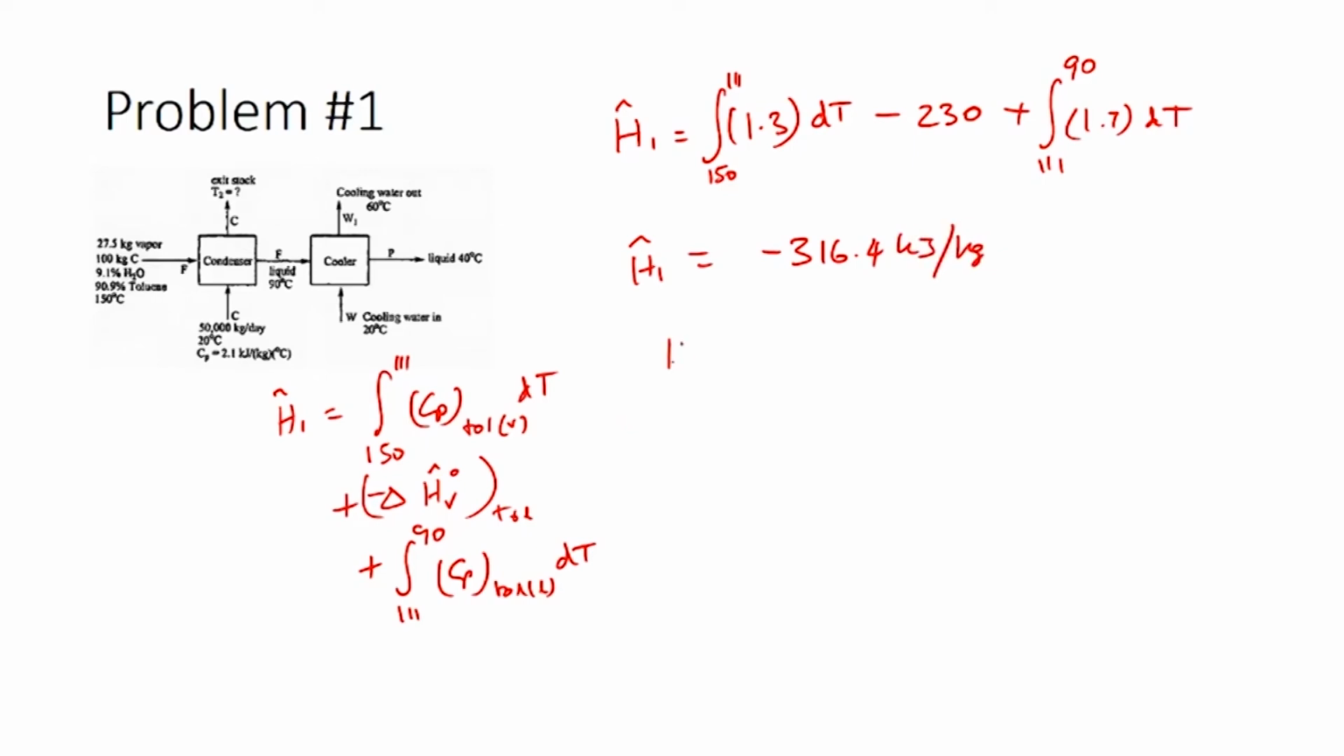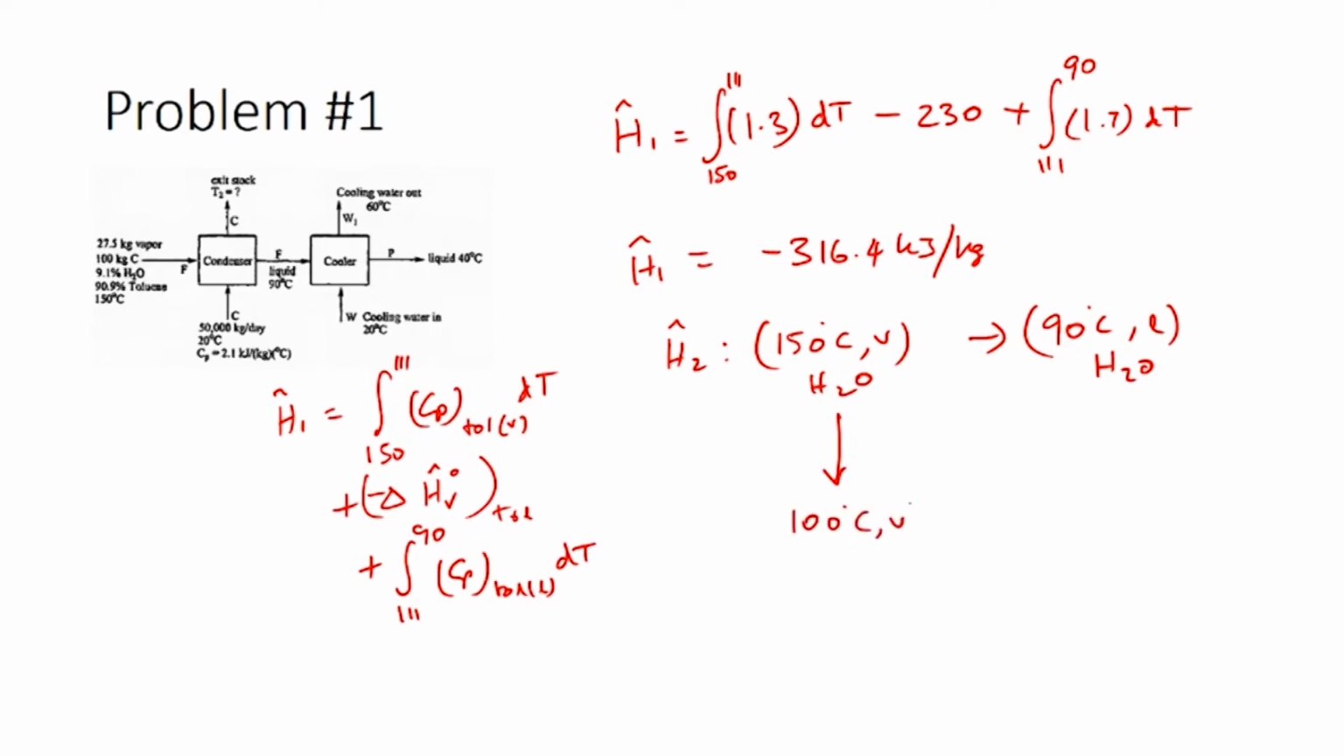Now, we need to identify H2 cap. H2 cap is again the change in enthalpy for water from the reference state which is 150 degrees Celsius and vapor. From there water goes to the outlet condition which is 90 degrees Celsius liquid water. So, from here to here you have both change in temperature and phase. Again you build a similar hypothetical path where it is first cooled to the boiling point of water which is 100 degrees Celsius and vapor, and from here it changes the phase to form 100 degrees Celsius liquid.